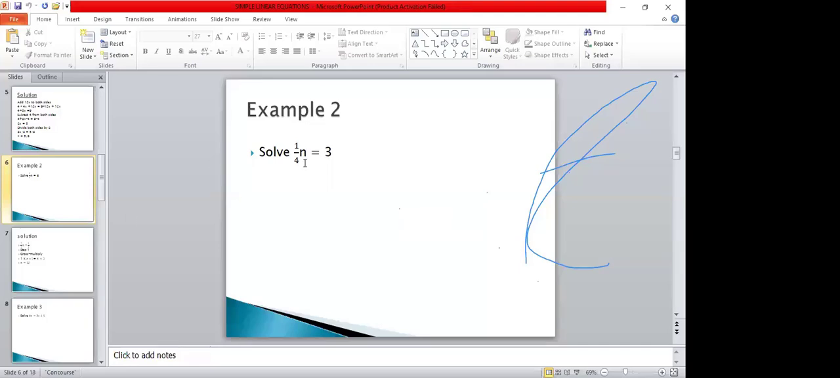To solve this example 2, we have to solve 1 over 4n equals 3. Now, how do we solve this?